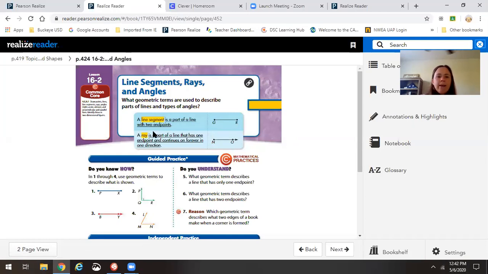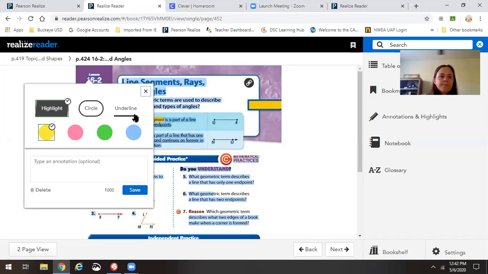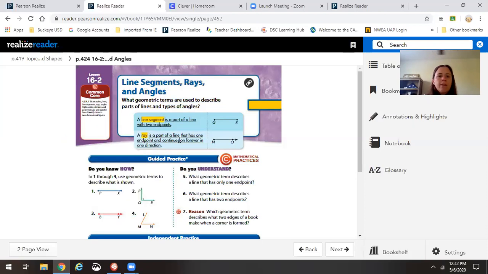And then a ray. A ray has an endpoint, and then it has an arrow at one end. It can go either direction, but it should only have an endpoint and an arrow. All right, so this would be called ray O, and you usually write them in alphabetical order.